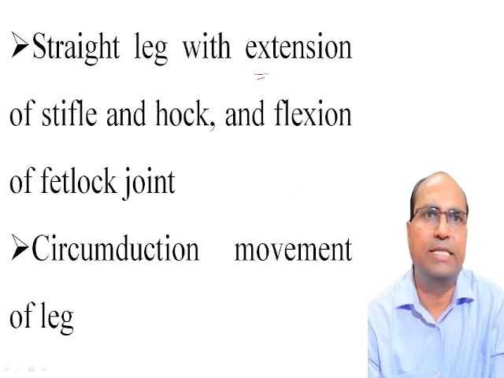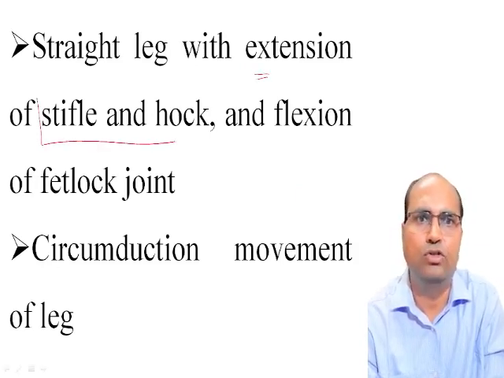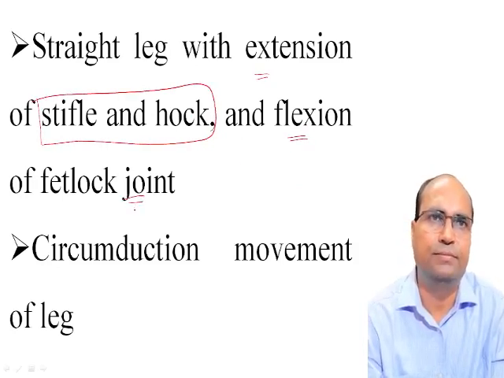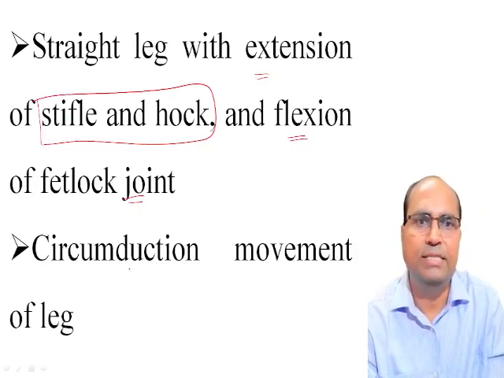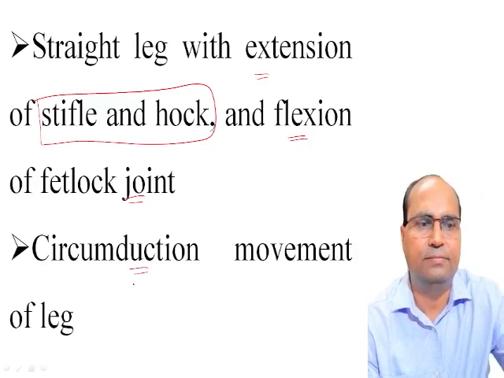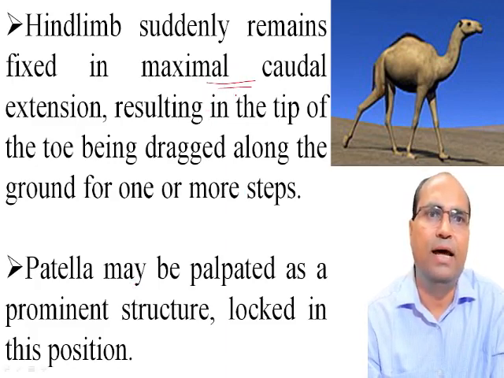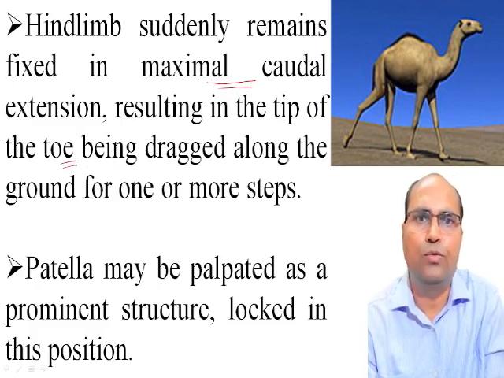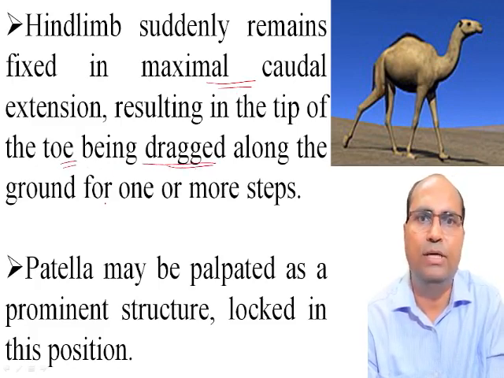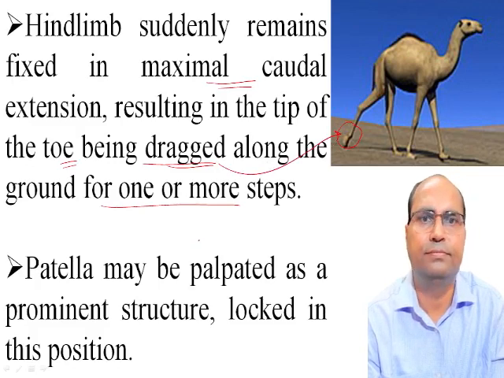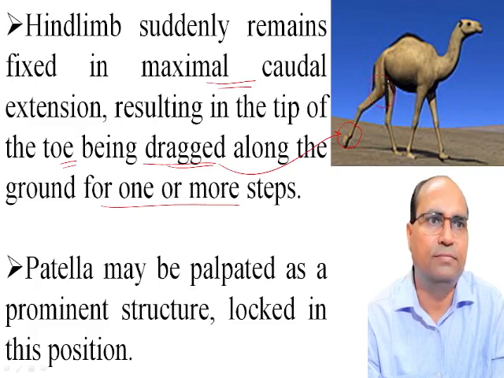Straight leg with extension of stifle and hock joint, and flexion of fetlock joint is observed. There is circumduction movement of the leg. The hind limb suddenly remains fixed in maximal caudal extension, resulting in the tip of the toe being dragged along the ground. The patella may be palpated as a prominent structure locked in this position.